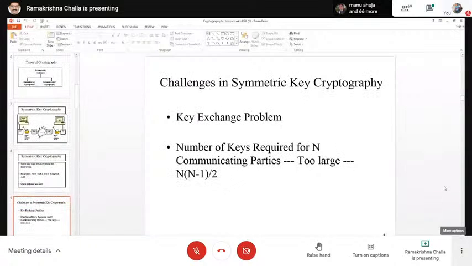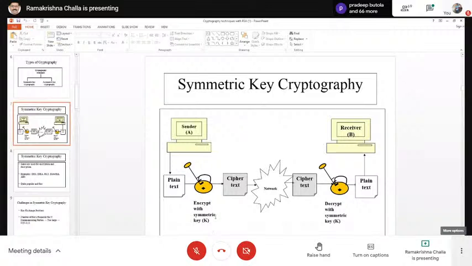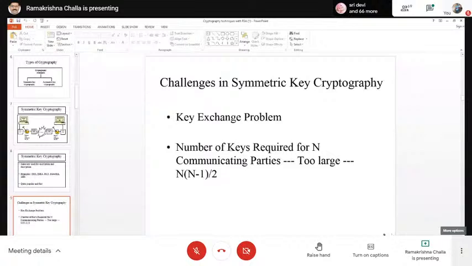So what is the challenge? As you see in this diagram, you can see that the key that is used, that is K, the same key has to be used by the receiver also. The question here is how to share this key. So it is known as the key exchange problem or key distribution problem, which is a bigger problem in symmetric key cryptography. That means the key that I use for encryption, how to share that same key with the receiver so the receiver can decrypt it safely and get back to the plain text. So that is the biggest problem.